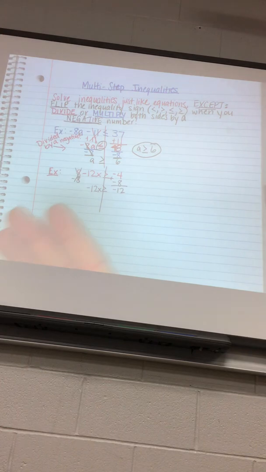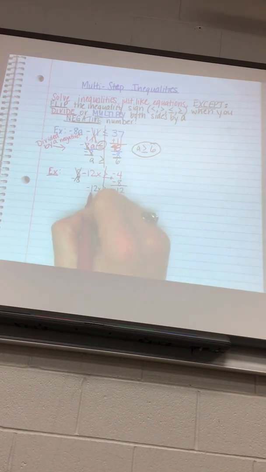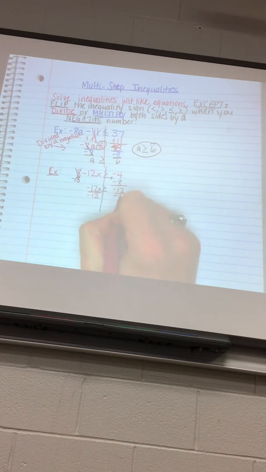So what do we do next? I hope you're saying in your head or out loud, divide both sides by negative 12 to get this negative 12 off of the x. So the x is going to be by itself. And a light should have gone off.